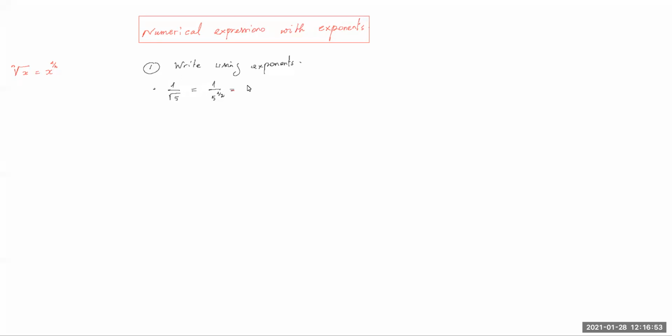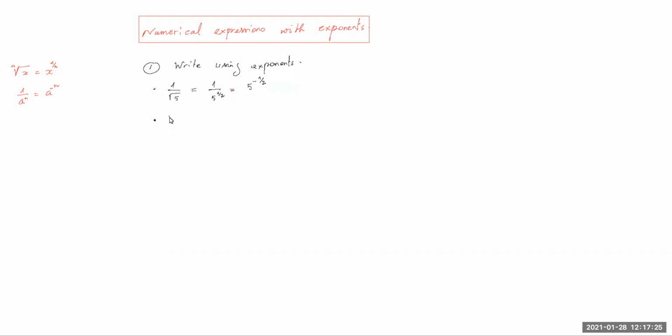Then from here I want to write it as powers, so I can write it as 5 power minus 1/2. And here I use the rule 1/a power n is a power minus n. n is not necessarily an integer. We said it can be a fraction. So here is how we are applying the laws of exponents for numerical expressions involving only numbers.